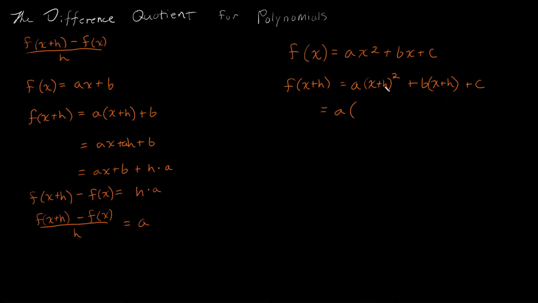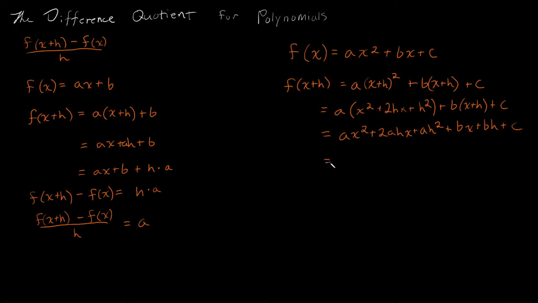So we need to multiply this out. You can FOIL, you can use the binomial theorem, which is what I'm going to do, or you can use distribution or whatever. This is x squared plus 2hx plus h squared plus bx plus bh plus c. I'm not going to get rid of the parentheses here because now I'm going to distribute the constant through, just to make it a little bit easier for me to keep track of what's going on. So we're just distributing the a through, so we get an ax squared plus 2ahx plus ah squared plus bx plus bh plus c.